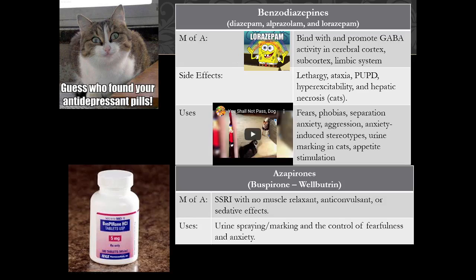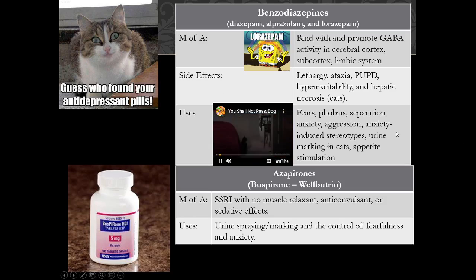Benzodiazepines, their mechanism of action, so we're talking lorazepam here, or Valium, alprazolam. They bind and promote GABA activity in the cerebral cortex, subcortex, and limbic system. Side effects would be lethargy, ataxia, PU/PD, hyperexcitability, and hepatic necrosis in cats. So we do have to be careful with cats. The uses would be fears, phobias, separation anxiety, aggression, anxiety-induced stereotypies, urine marking in cats, and appetite stimulation.